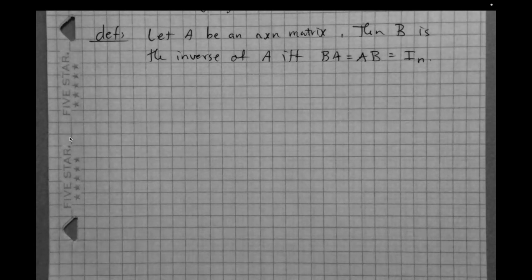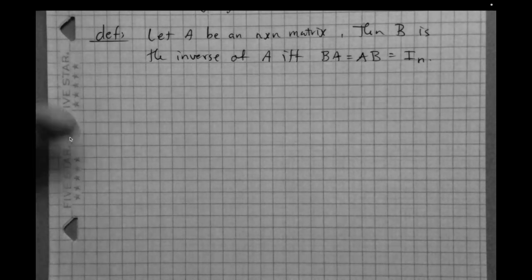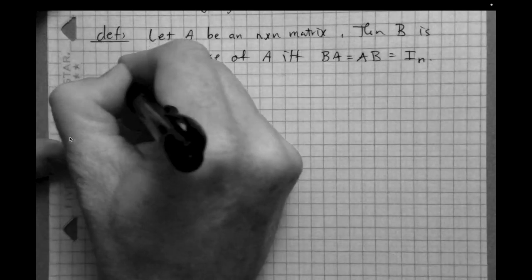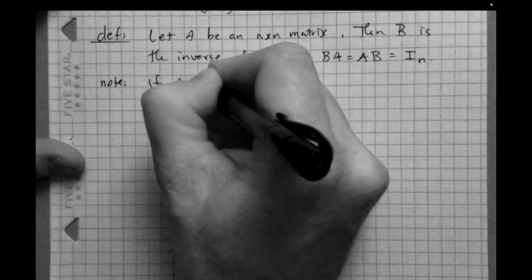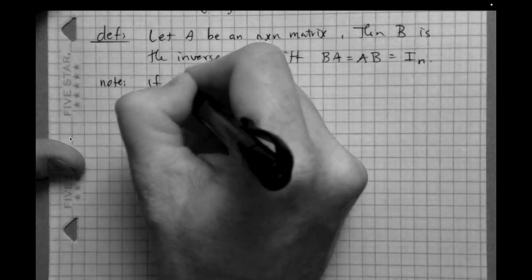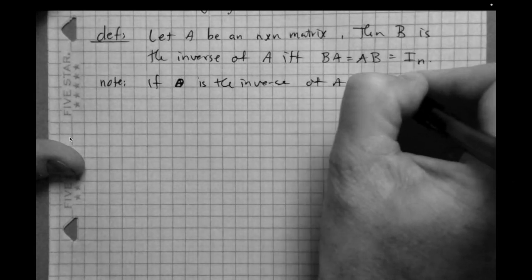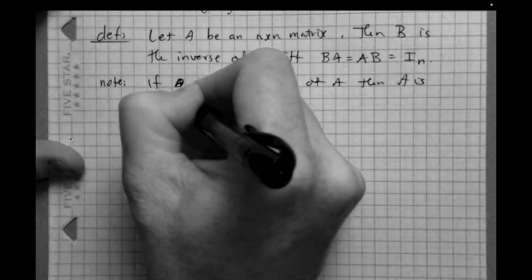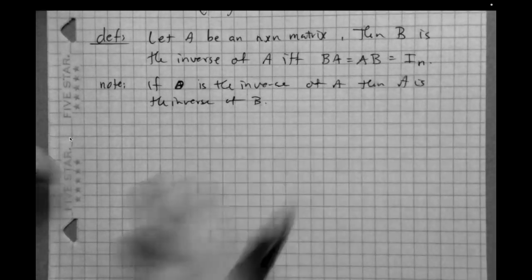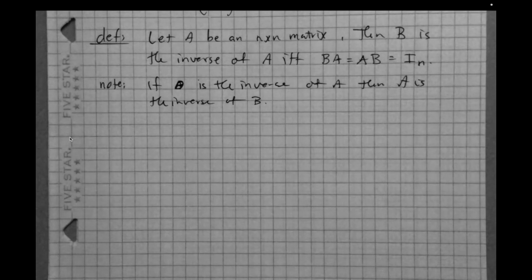It's important to notice that if B is an inverse of A, then naturally there is a reciprocity there. A is going to be the inverse of B. Just something to note: if B is the inverse of A, then A is the inverse of B. Note the reciprocity. If one is the inverse of the other, then the other must be the inverse of the first.